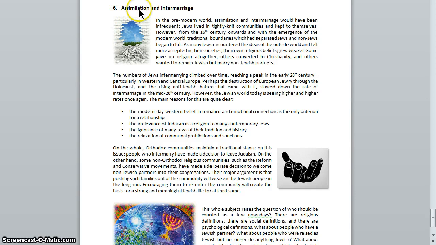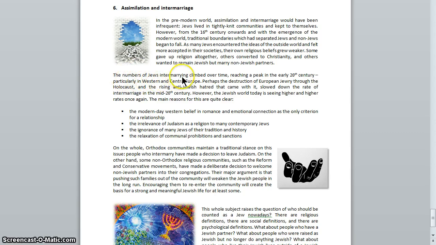Number 6. Assimilation and intermarriage. In the pre-modern world, assimilation and intermarriage would have been infrequent. Jews lived in tightly knit communities and kept to themselves. However, from the 16th century onwards, and with the emergence of the modern world, traditional boundaries which had separated Jews and non-Jews began to fall. As many Jews encountered the ideas of the outside world and felt more accepted in their societies, their own religious beliefs grew weaker. Some gave up religion altogether, others converted to Christianity, and others wanted to remain Jewish but marry non-Jewish partners.